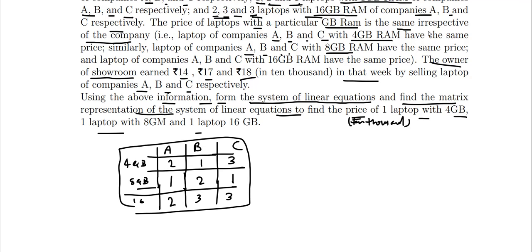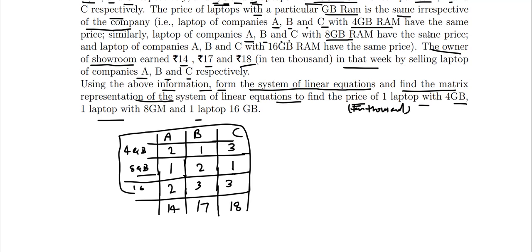Next, he earned from company A 14, from company B 17, and from company C 18. These are all in 10,000. So this is the 16 GB column here.